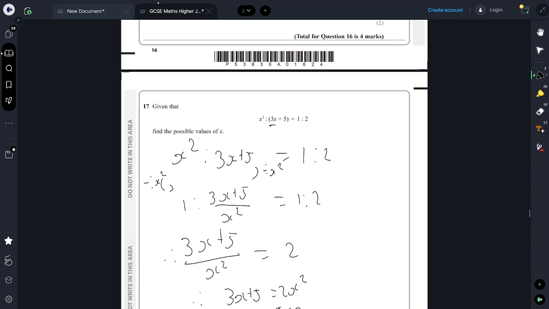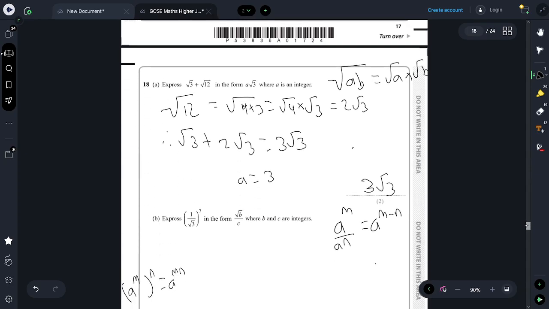So I picked 1. So divide by x squared here to get 1 of 3x plus 5 over x squared. Divide by x squared. So 1 of something is 1 over 2. So that means this fraction has to be 2 for this to work. And then you solve it as follows. And yeah, so that's how you approach that, and all algebra fraction questions.